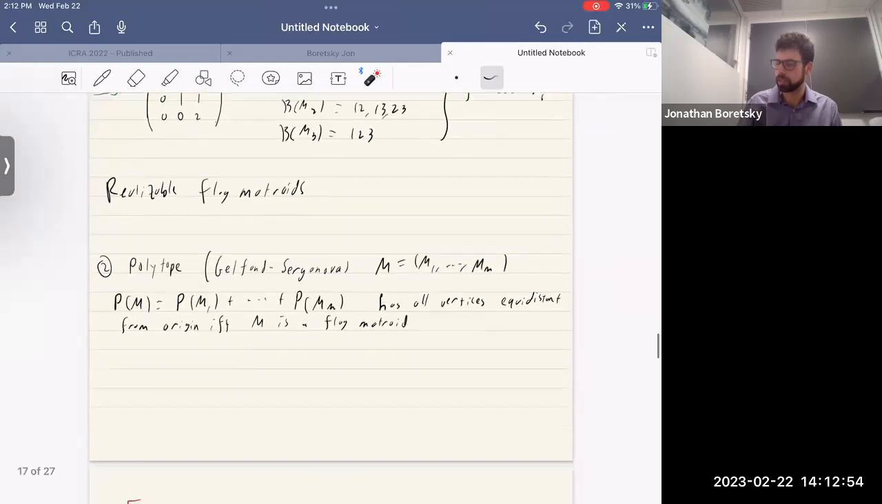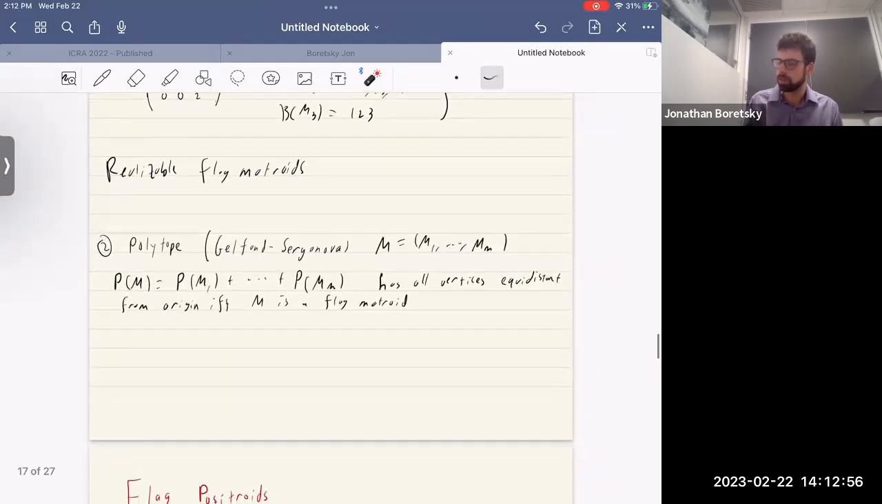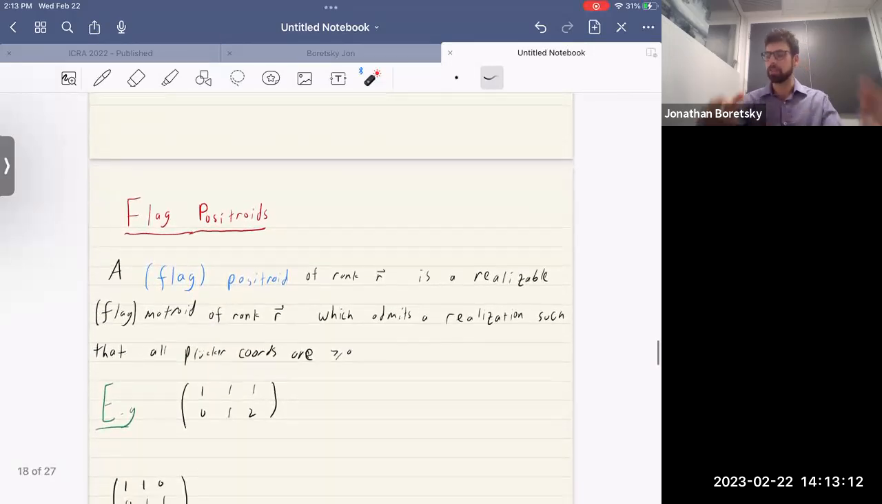Or a special case of their theorem anyways. So yeah, we're going to have a bunch of polytopes, take a Minkowski sum, look at where the vertices are, and this will tell us whether we have a flag matroid or not. All right, so now we need to look at the positive version of these things.